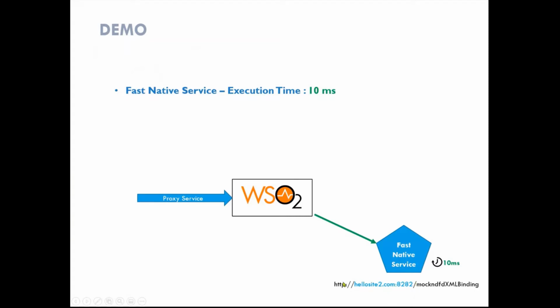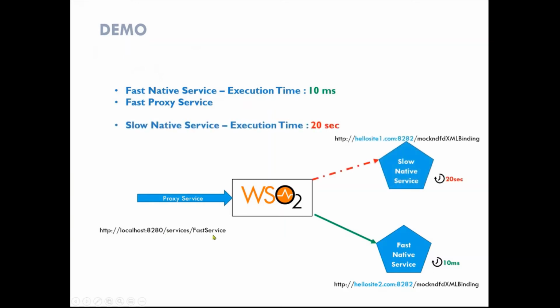Now, if you recollect, I said previously that the number of threads dedicated is a combination of the domain and the port. Therefore, I've chosen a site called hellosite2.com, which has a native service running with an execution time of 10 milliseconds. This native service can then be consumed from the proxy service at localhost 8280, where WSO2 is running, and the service is called fast service.